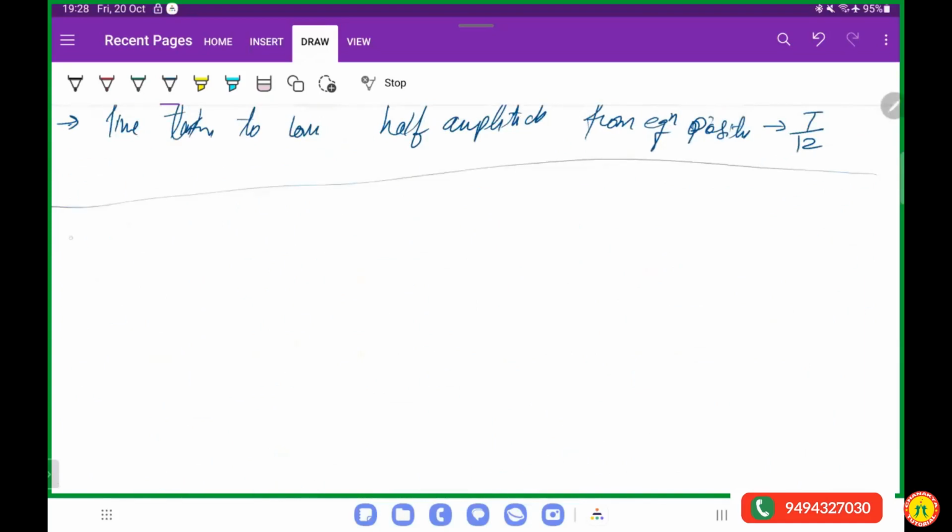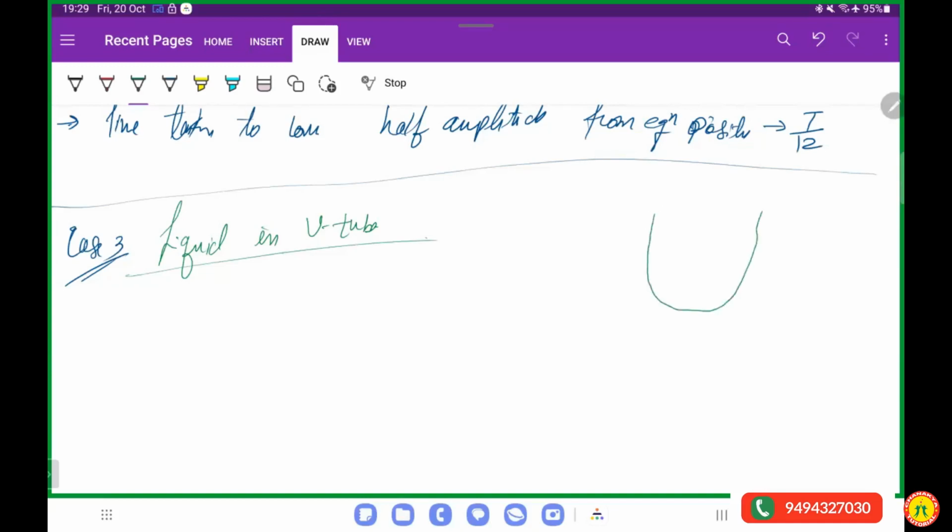U-tube for liquid. Case 3. Liquid in a U-tube. So then same thing, we are not going to derive. I'll just draw it, give you a small explanation, then we'll write the formula. Derivation is not required.